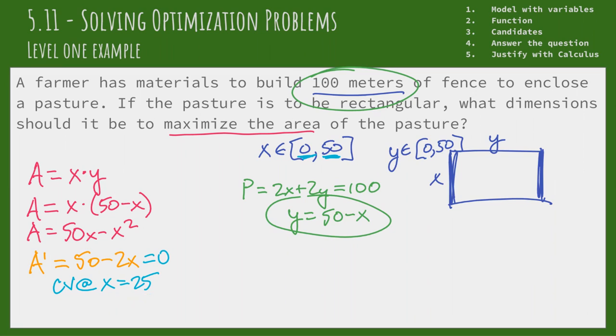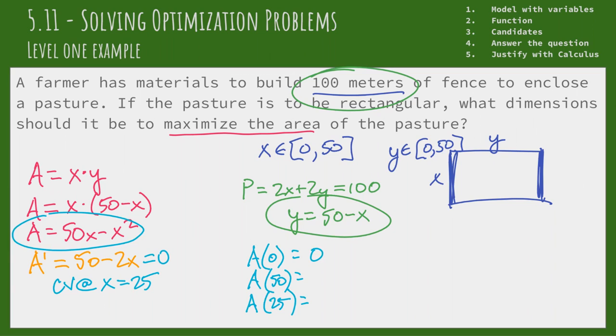So since we are on a closed interval for a function for the area that is continuous, we can use the candidates test. So let's find the area at those candidates: A of 0, A of 50, and A of 25. If we plug 0 in for x into the area function right here, we're going to get 0. If we plug 50 in, we have 50 times 50 minus 50 squared, which is also 0.